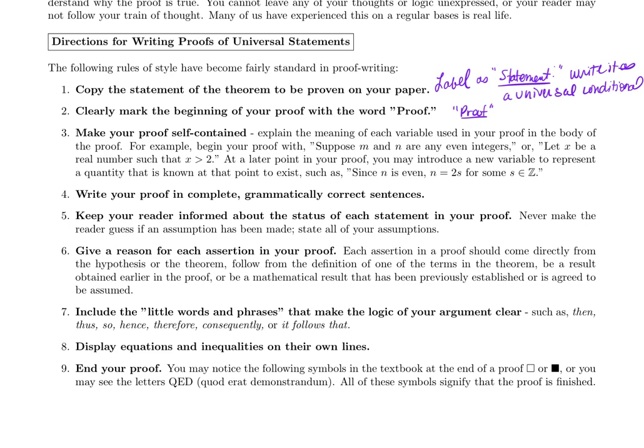Number 7 may sound a little picky, but it helps with the flow of the proof. And it is to include little words and phrases that make the logic of the statement clear, such as then, thus, so, hence, therefore, consequently, or it follows that. You will find that I use these all the time.